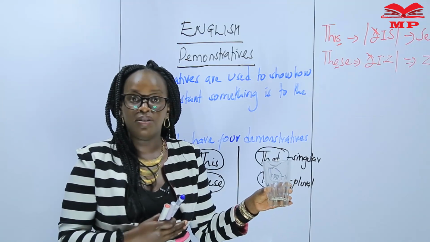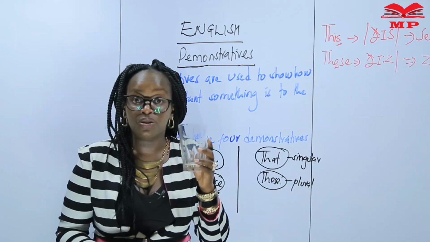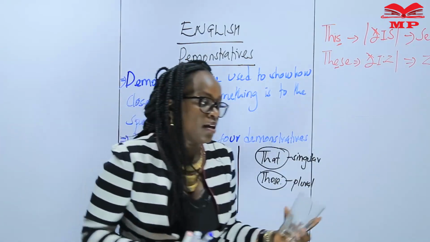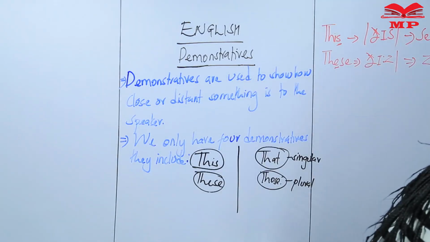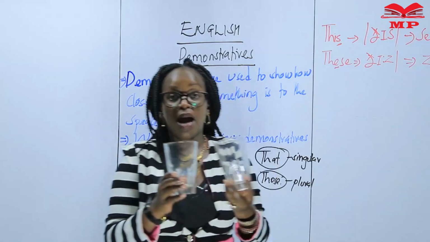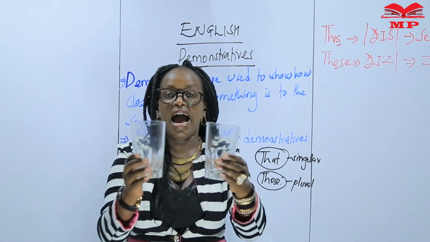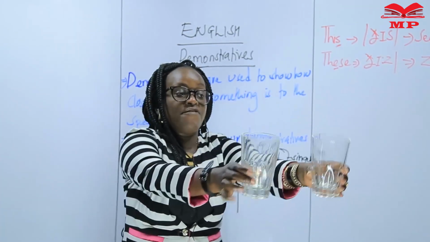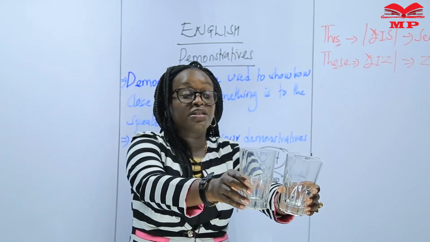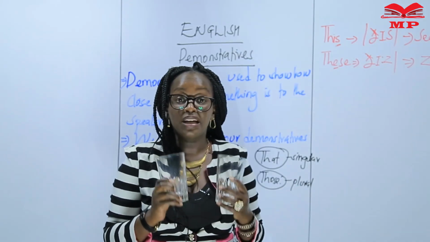Look at the proximity of distance. So you use this is a glass if you're holding it, it's close to you. If it goes far, it becomes that is a glass. If I'm holding two glasses like this, I'm going to tell you that these are glasses. And if they are far away from me like that, I'm going to say, pointing at them, those are glasses. I hope you understand the difference between those two demonstratives.